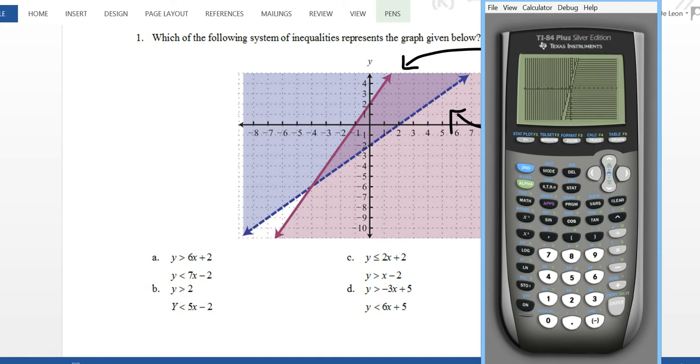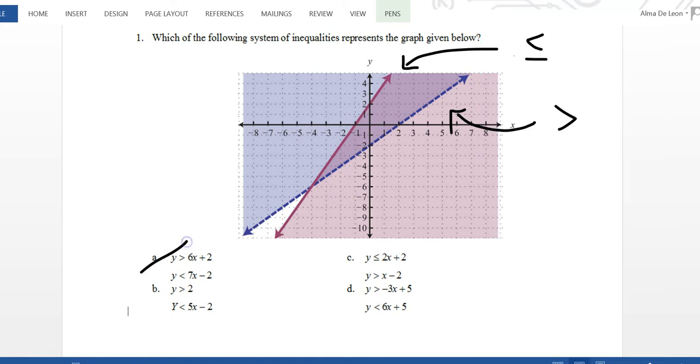I know that my inequalities need to intersect somewhere around -4 and -6. And I can see right away that this graph in my calculator does not match the graph that I have on my module. So I know that A is not it. Also, I have a greater than symbol and a less than symbol. I do not have a greater than symbol and a less than or equal to symbol. So just by looking at the symbols, I can already tell that that's a wrong answer.